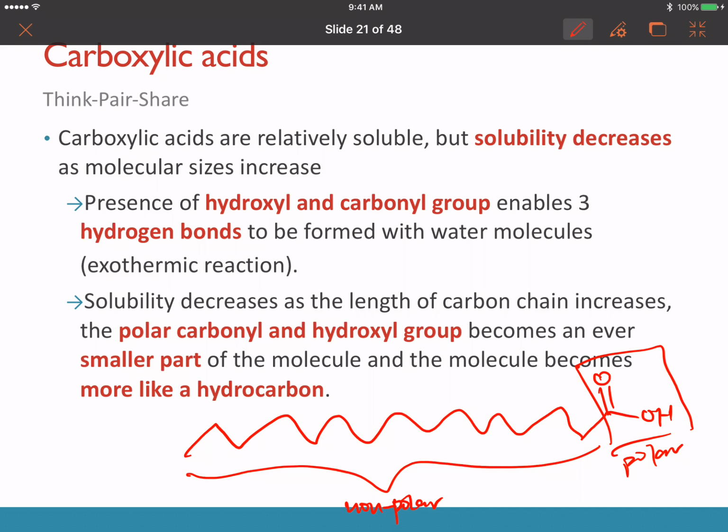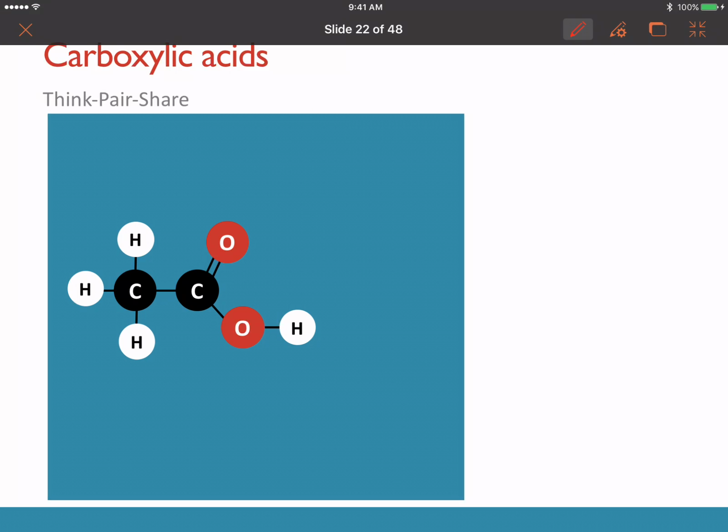Okay, so you will see that as the chain increases in length, the non-polar section becomes bigger and bigger, and the polar section becomes smaller and smaller, so it is harder for a polar solvent to dissolve this compound that is actually more non-polar. Okay, so they are generally more soluble than their corresponding alcohol. So where did the three hydrogen bonds come from?